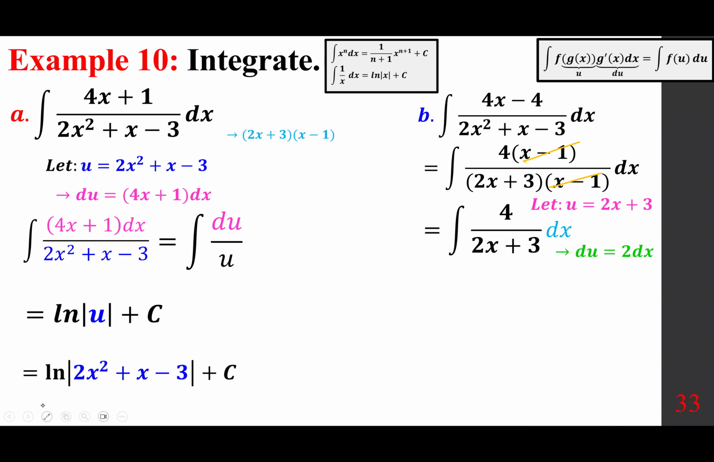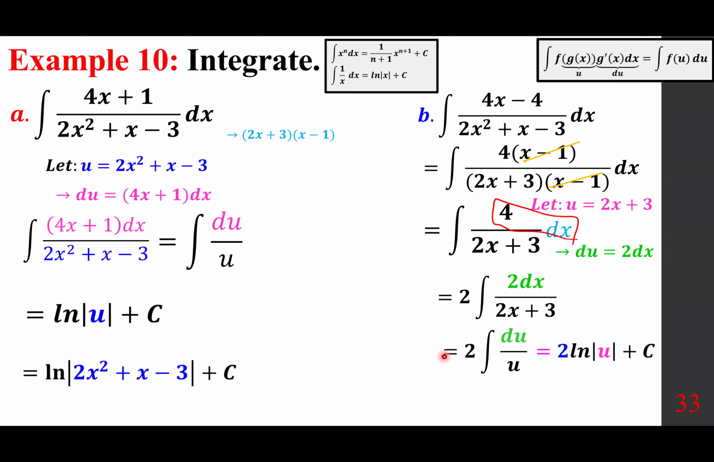Notice 4 dx is the product of 2 and 2 dx. We write it in this fashion. Now, this is du over u. The 2 outside remains, becomes a natural log. Replace it. 2 ln of absolute value of 2x plus 3 plus c is the final answer.